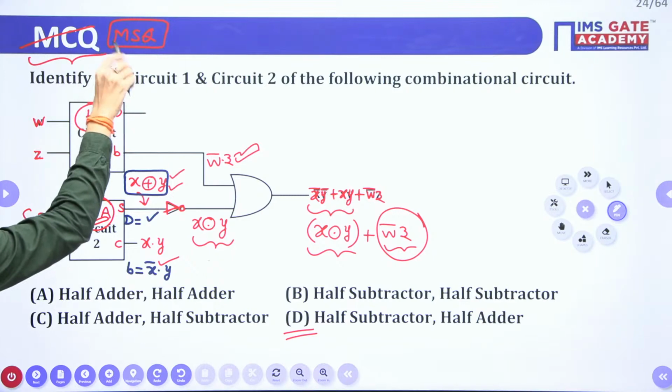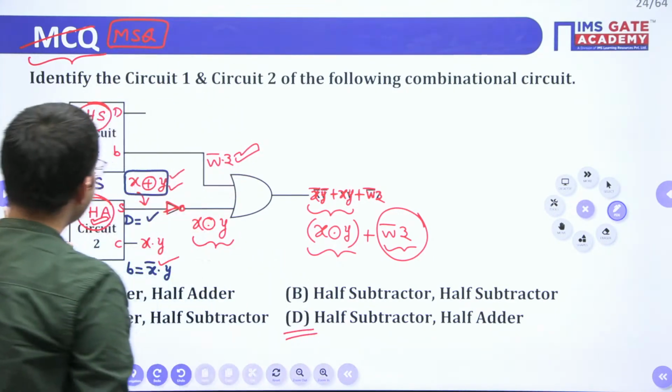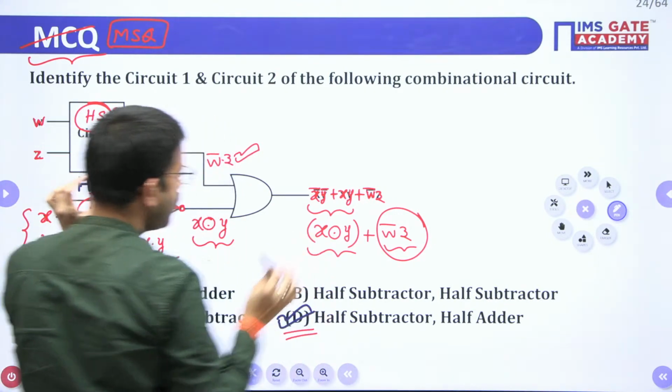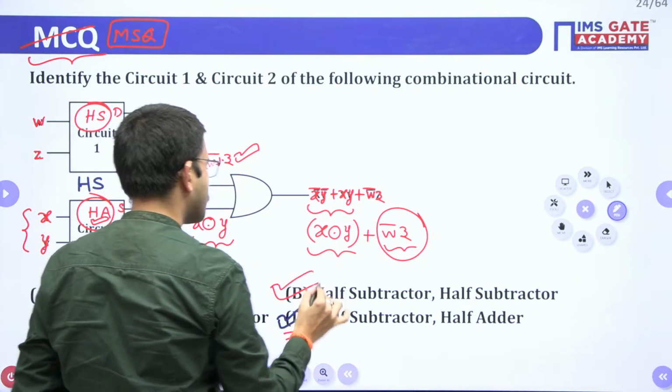So this is the typo mistake; this question is MSQ. In one case we got half subtractor and half adder, so option D is correct. And in another case we got both as half subtractors.